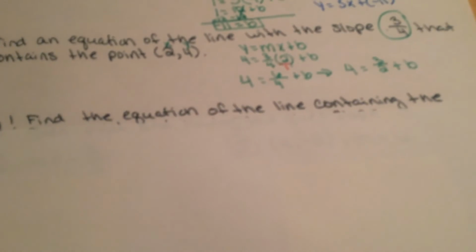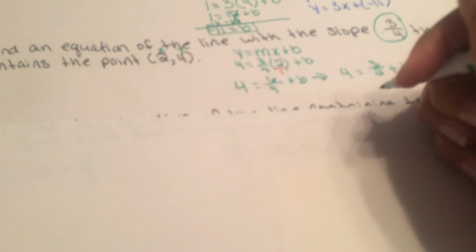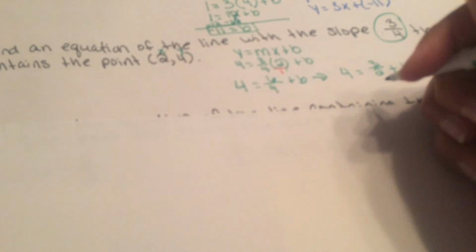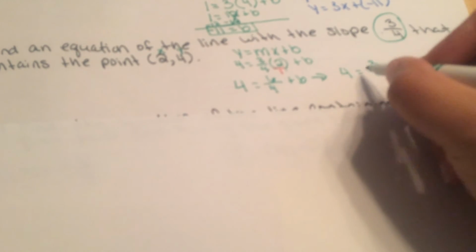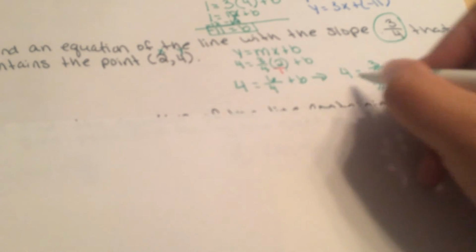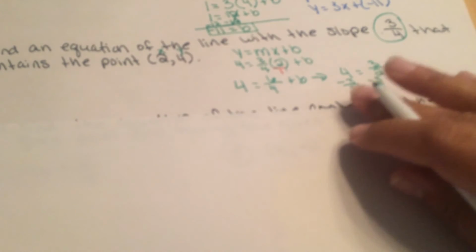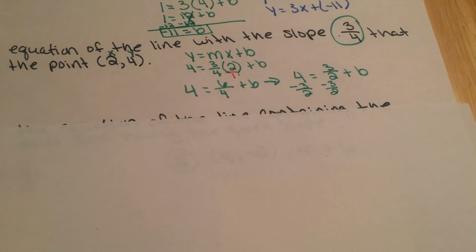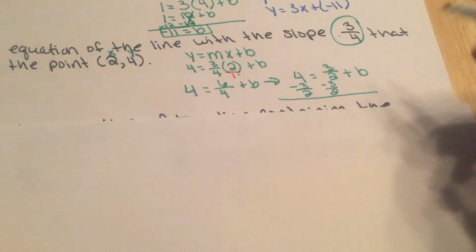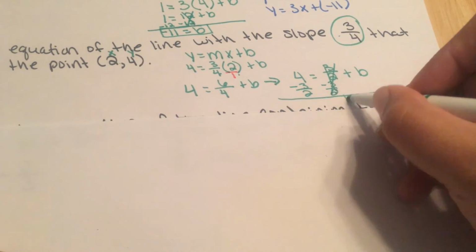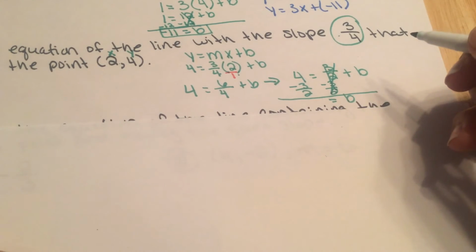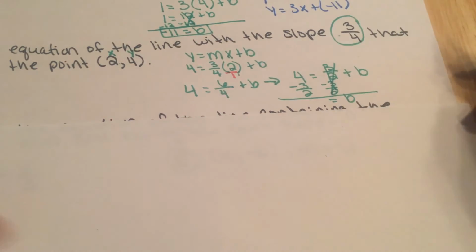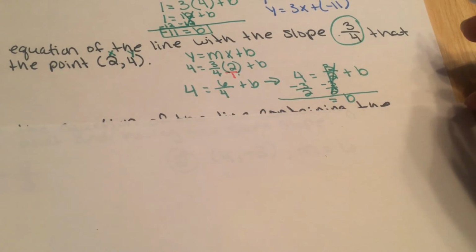Okay, now what I'm going to do is subtract, same thing. If on the previous problem I subtracted 12 from both sides, I'm now going to subtract 3/2 from both sides. I know my 3/2 are going to be gone on my right side, so all that's going to be there is b. On the left side, I have 4 minus 3/2.